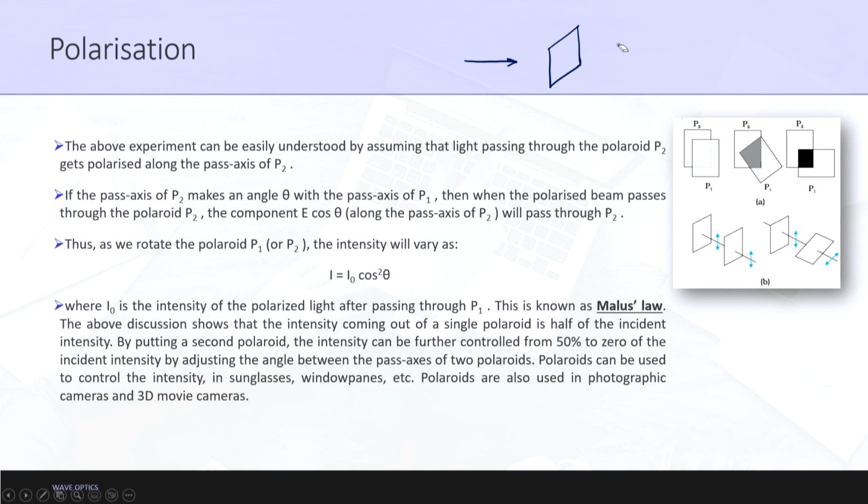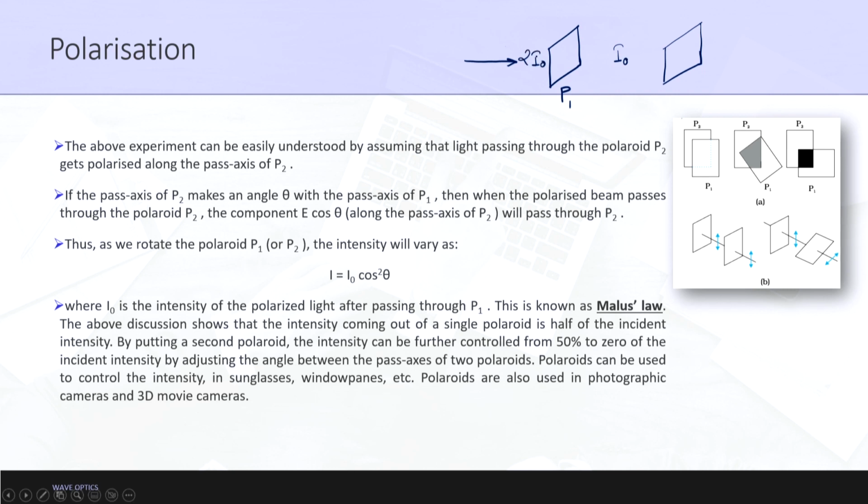Let us suppose this is the direction of propagation of light and we have a single Polaroid named P1. If the intensity of light here is I, then the intensity of light here will be I naught by 2. Similarly, for a different case, let us suppose the intensity is I naught here, that means the intensity will be 2 I naught here.